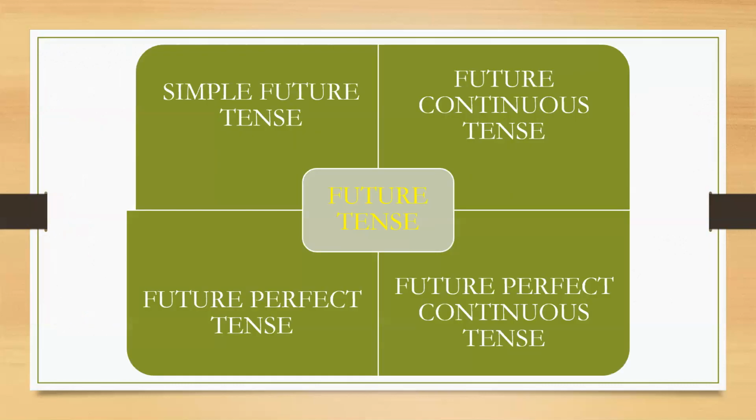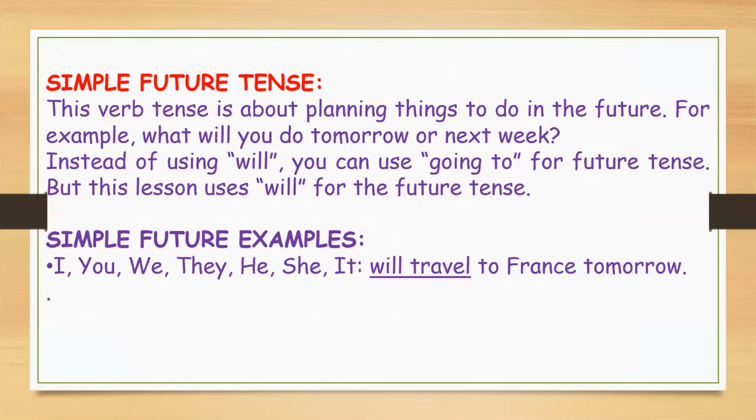Now moving ahead with future. So same: simple future, future continuous, future perfect and future perfect continuous tense. So what is simple future? What is future? It will happen in the future. Will, shall, may, might will be used for simple future. So she will travel to France. So it is not yet over. It is not happening now. It will happen in the future.